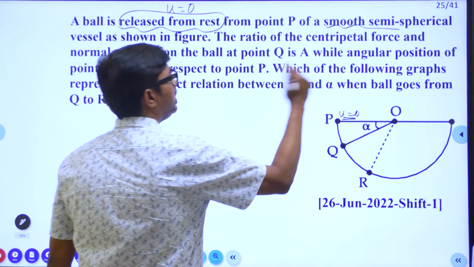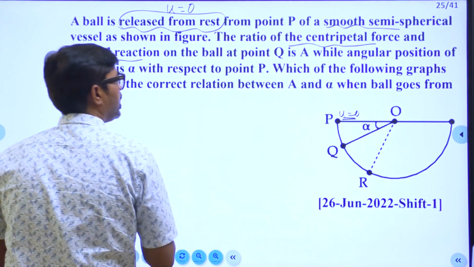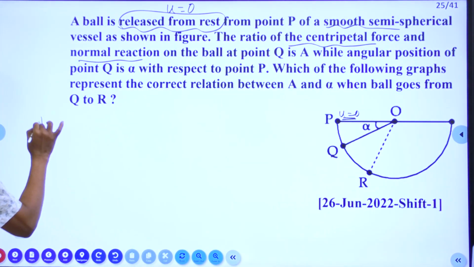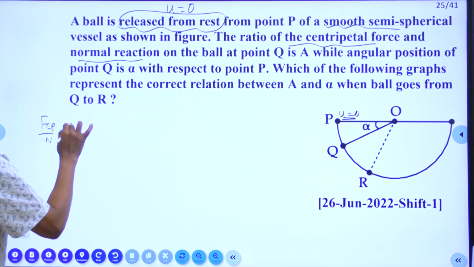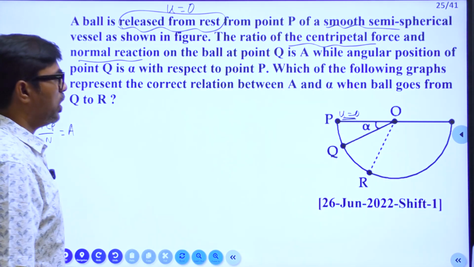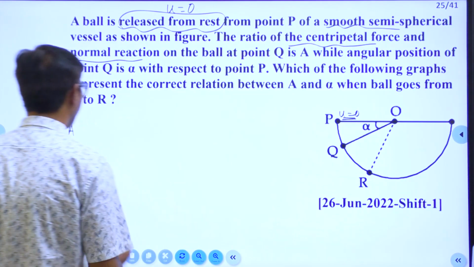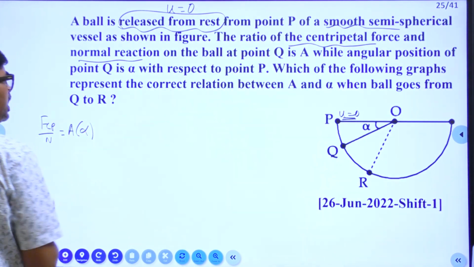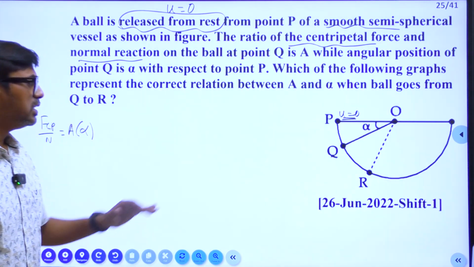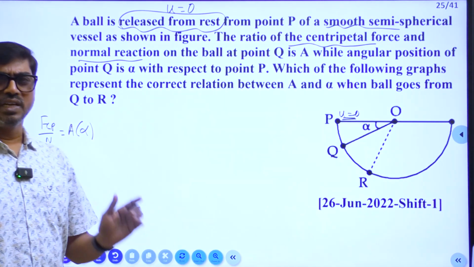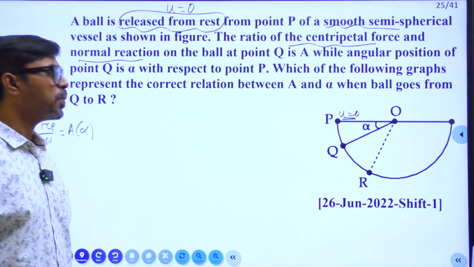The ratio of the centripetal force to normal reaction, that is written as A, while the angular position of Q equals alpha. A as a function of alpha they are talking about. Which of the following graphs represent the correct relation? See, they had given graphs, but I didn't take them. We can actually solve it and plot the graph on our own.